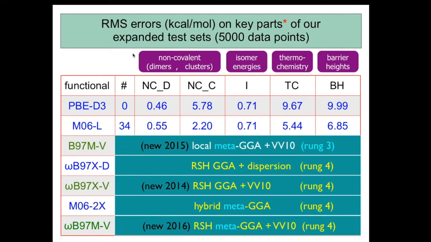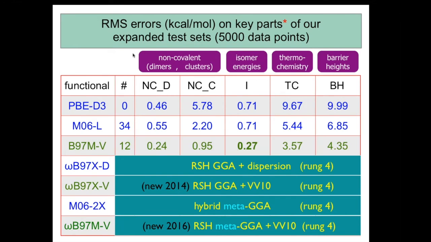And so that's really a signature of the meta-GGA, that for easy thermochemistry and barrier heights, they are capable of doing better than a straight GGA. Okay, so now the first comparison against new functionals. So B97M-V, so this costs essentially the same to evaluate as M06-L, and how does it compare?